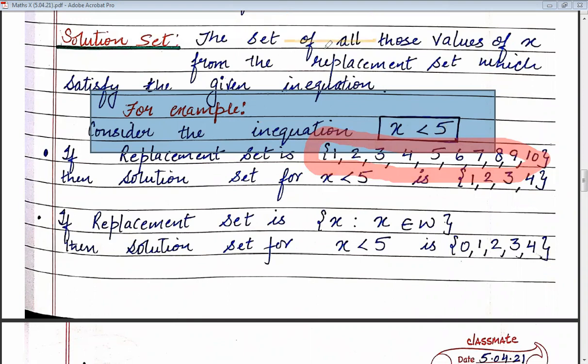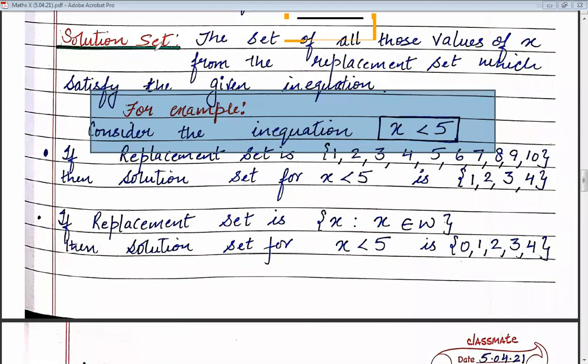Now, children, can you tell me which values you will select from your replacement set to satisfy x less than 5? So your answer will be, tell me all those values from the replacement set which are less than 5. That is 1, 2, 3, 4, and no, only 1, 2, 3, 4. So now, children, these four values are the solution set of the inequation x less than 5. Okay, children, let's understand this topic with one more example.